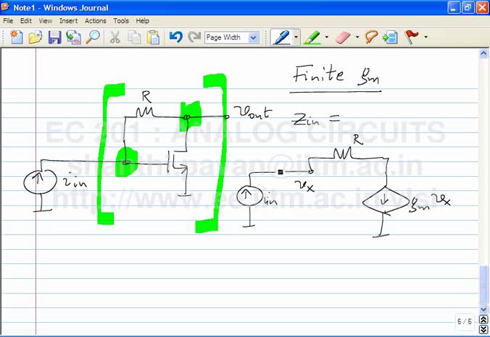So what is Vx? Okay, what am I interested in finding? If I want to find the input impedance looking in here, what do I need to do? What do I need to find? I need to find Vx by IN. Okay, which means I need to find Vx. What is Vx?